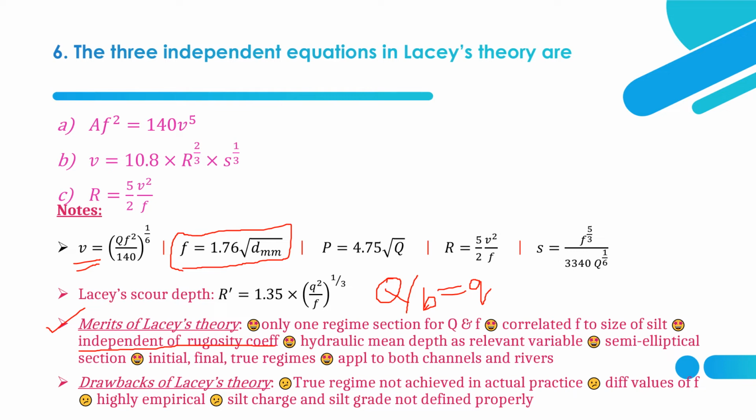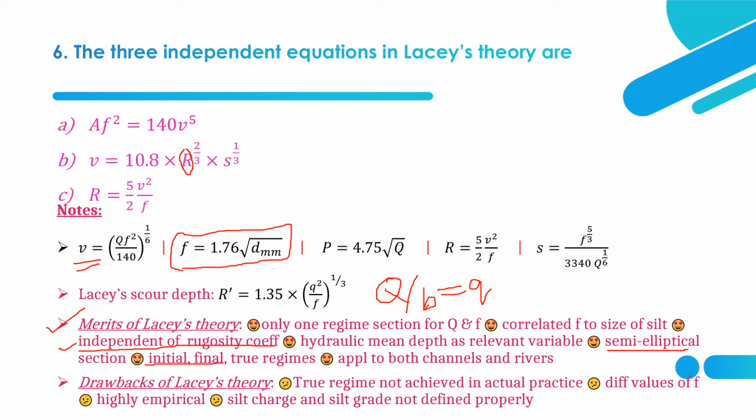Why? In Kennedy's theory, we have to compare the critical velocity with the velocity that was found by Manning's equation, in which we have rugosity coefficient. Here there is nothing to do with Manning's equation, so that's why velocity is independent of rugosity coefficient. So that is a merit of Lacey's theory. And next, hydraulic mean depth as the relevant variable. So here you can see the velocity depends on hydraulic mean depth. But in case of Kennedy's theory, velocity depends only on the depth of flow, that is small d. And here Lacey considered semi-elliptical section. But in Kennedy's theory, he considered only the trapezoidal normal section.